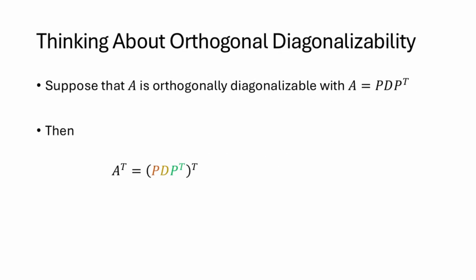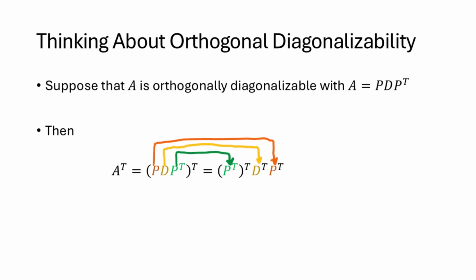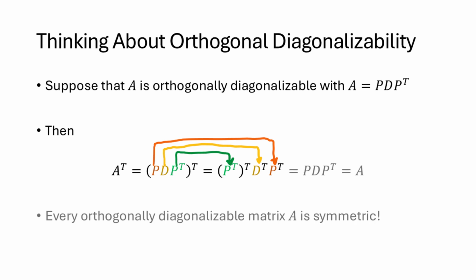Now, if A happens to be an orthogonally diagonalizable matrix, we want to look at what happens when we take the transpose of A. Well, that's (P D P transpose) all transposed. Remember that when we take the transpose of a product, we can distribute the transpose, but we have to reverse the order of the multiplication. So in this case, we get P transpose transpose, D transpose, P transpose. P transpose transpose is just P. D is a diagonal matrix, so it must be a symmetric matrix, so D transpose is just D. And so we get P D P transpose again, which is just A. So this tells us that any orthogonally diagonalizable matrix A must, in fact, be symmetric.